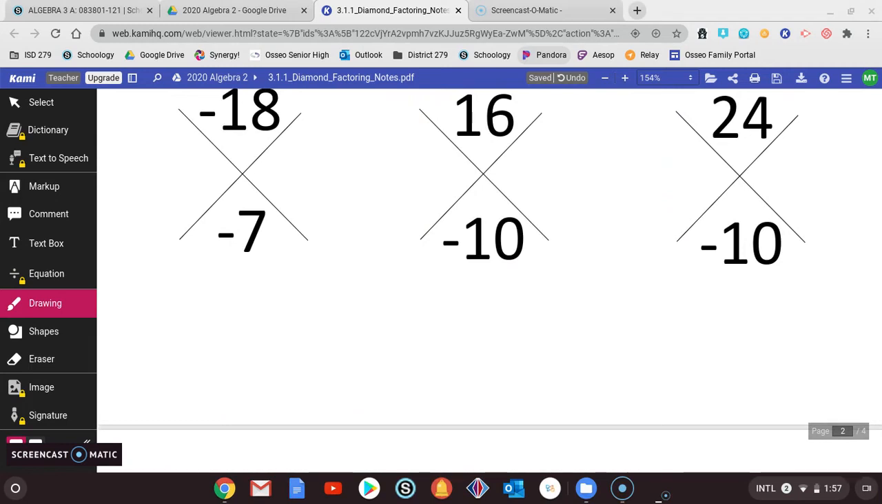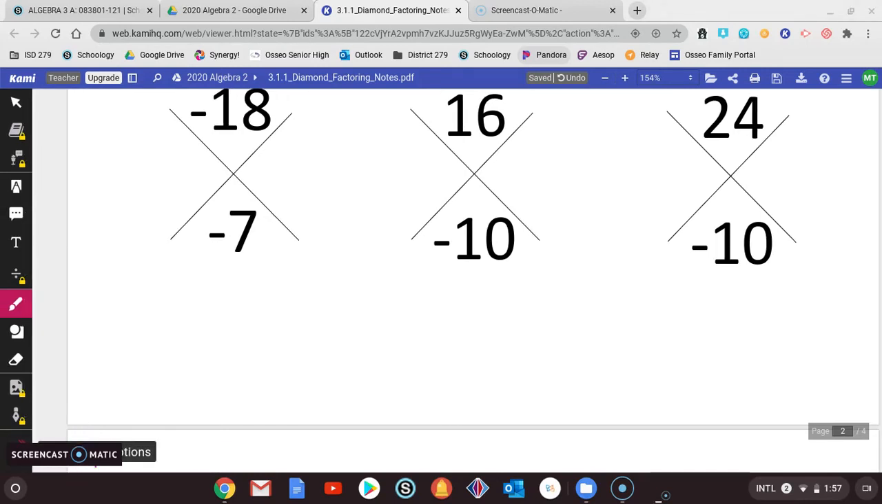Okay, so what I want you to do is see if you can do these three. I will pause it, I think.